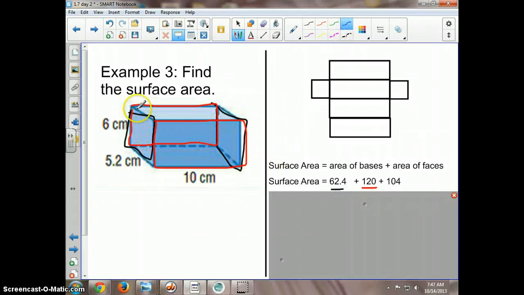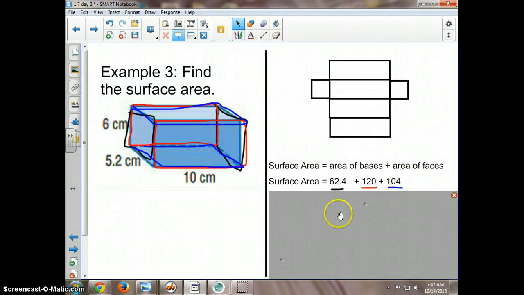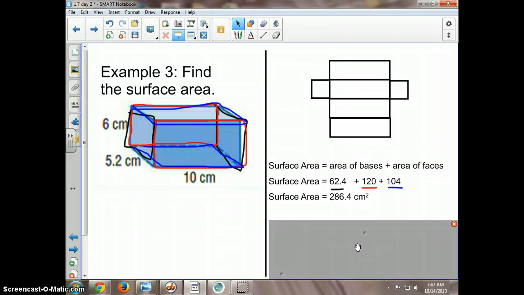And then lastly, this bottom down here is 5.2 times 10. And then there's 2 of those. So we multiply that by 2, and that gives me the 104. And if I add those all up, I get 286.4 centimeters squared.